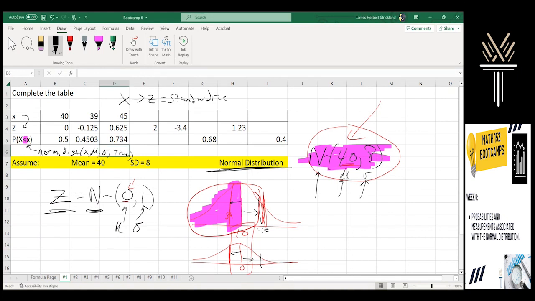Perfect. Okay. Now, in the second case, we've got these z's. We want to take the z and work our way backwards to a measurement.